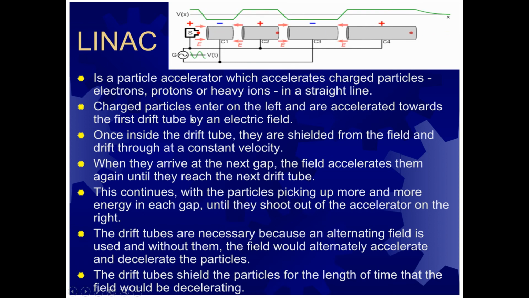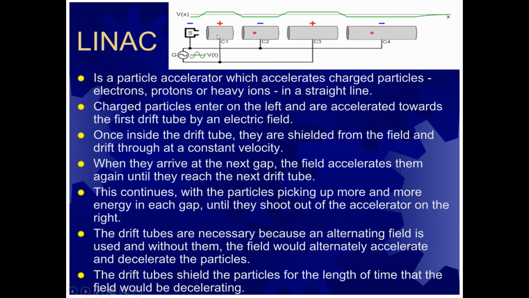So what happens after that? Once inside the drift tube, when the particle is emitted from the source and accelerated toward the first drift tube, it is shielded from the field and drifts through at a constant velocity. Once the particles from the source enter the drift tube, they move with constant velocity.